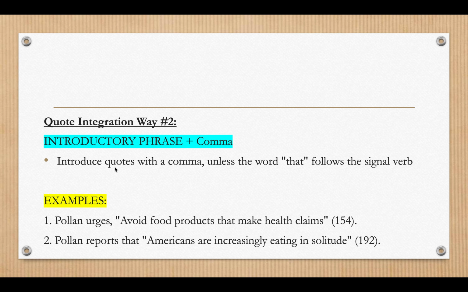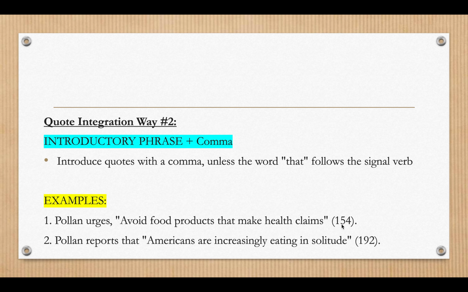It says introduce quotes with a comma unless the word that follows is the verb. So let's look at how it would look. This first example has my author, Pollan, and I'm saying, Pollan urges, comma, "avoid food products that make health claims."